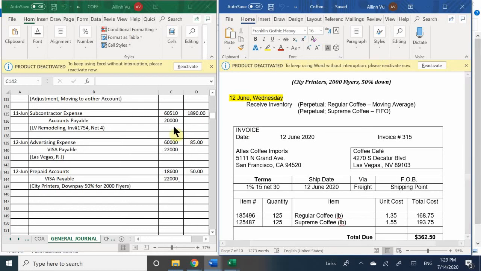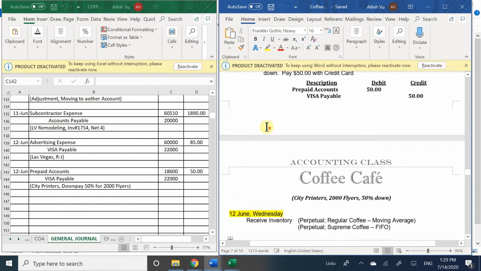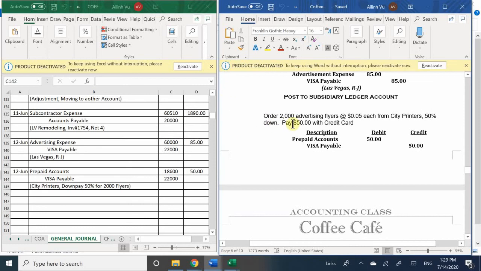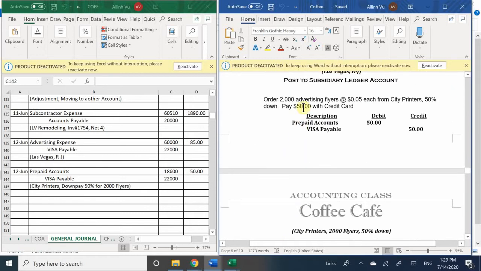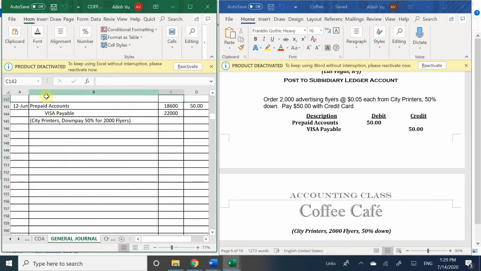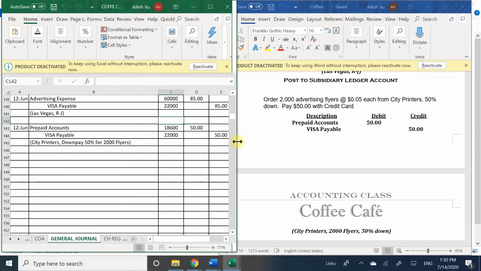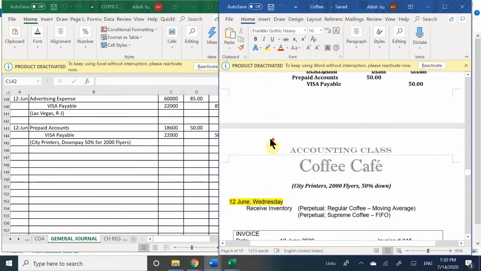Right, welcome back, everybody. So last that we left off, we finished ordering our flyers from City Printers. And we've already given them our deposit, or our prepaid accounts, which goes towards the bill, and we pay with a Visa payable. So here we recognize that we did a prepaid account and we used our Visa payable to pay for the items.